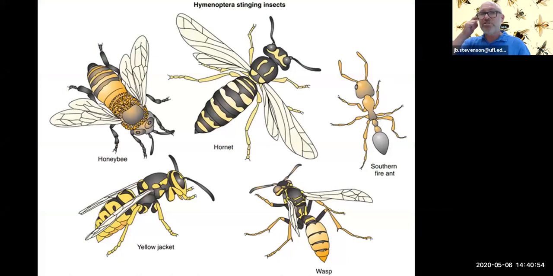Our next group are the hymenopterans, which means the membrane-winged, and of course these would be the quote unquote stinging insects. These are the ones that have body parts that are oftentimes modified into needles, like hypodermic needles, that can inject a venom into whatever it wants to envenomate for whatever reason.